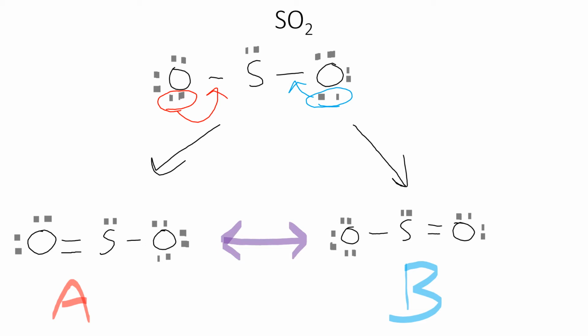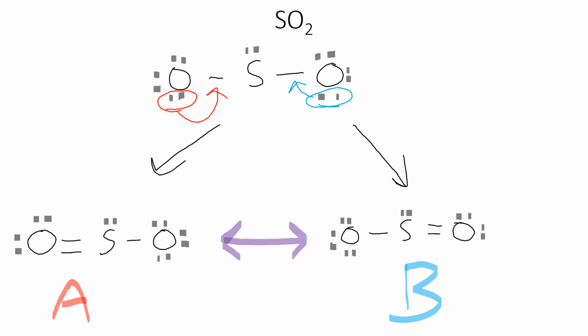It's just with our limitations of static lines and dots, we have to write multiple structures to convey that information. So that's what we're looking at when we're dealing with resonance. It takes multiple Lewis structures to actually convey the true nature of the molecule, because just one doesn't portray an actual correct representation of that.